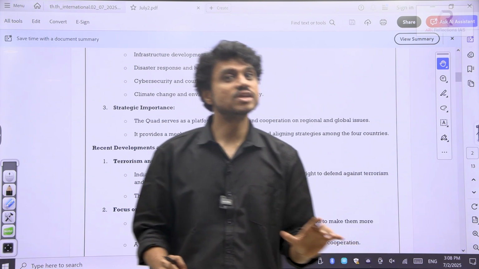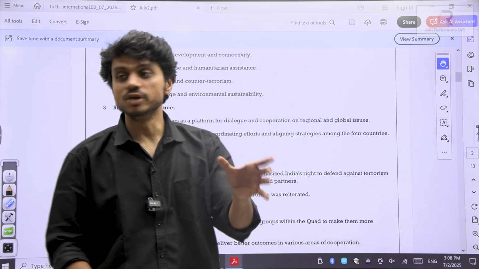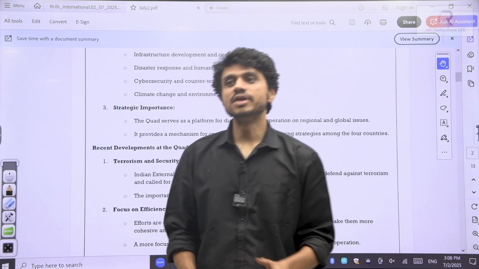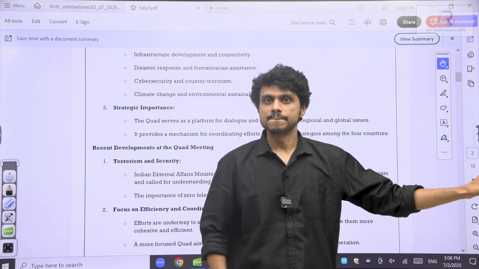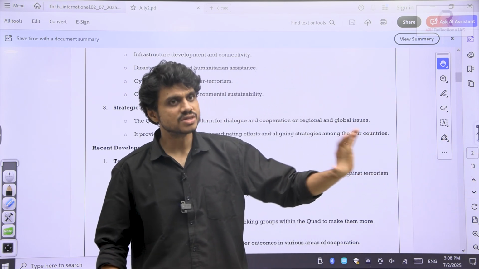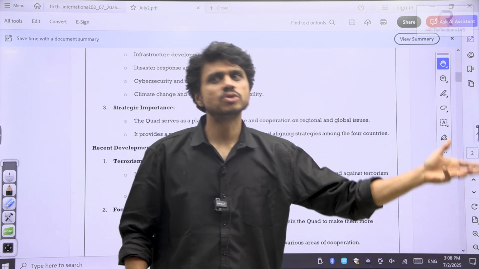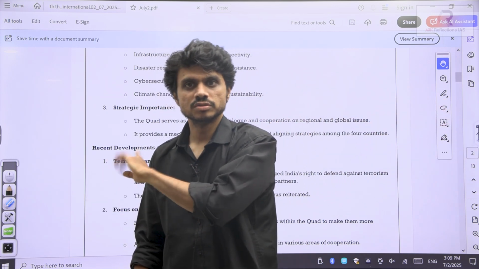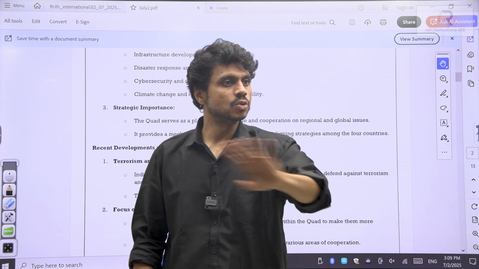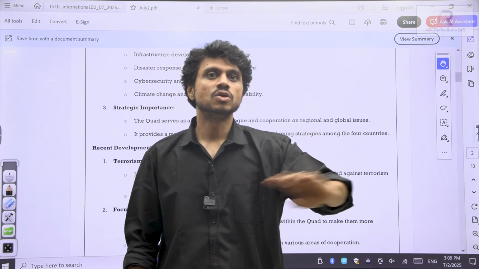So you understood why we have not made any kind of formal agreement. Why we don't consider this a security aspect? Because we don't want to directly antagonize China, right? So you have understood the basics. You have got clarity about the SCO. Then BRICS. Now this Quad: informal, no secretariat, no charter, no document.